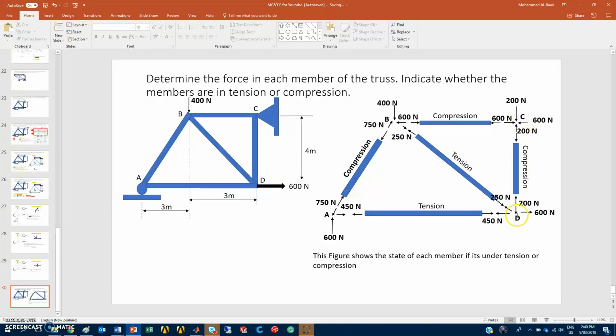For the member CD, you have a compression. The arrow is going towards the member with 200 newtons. And for the member BC, you have the forces in compression going towards the member with 600 newtons. So this figure shows the state of each member, whether it's under tension or compression, and that's how you show the answer for your questions.